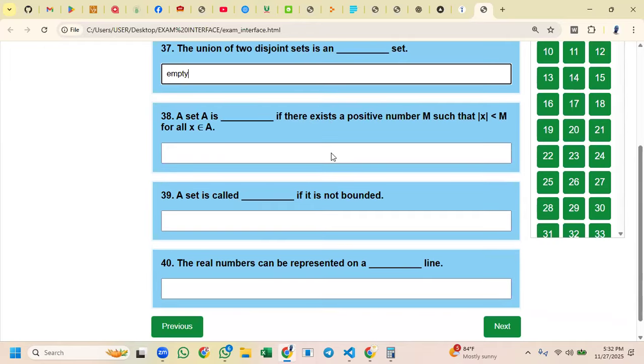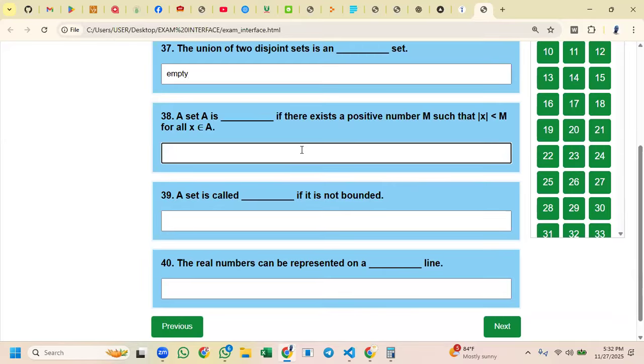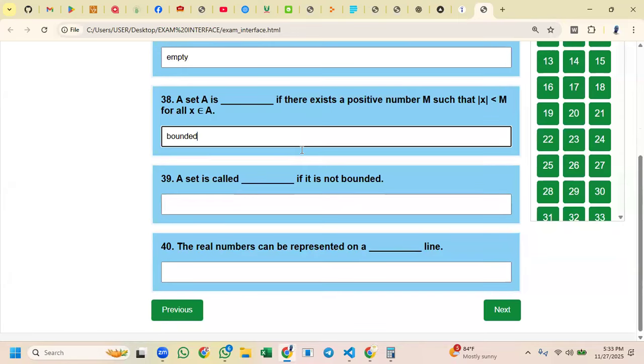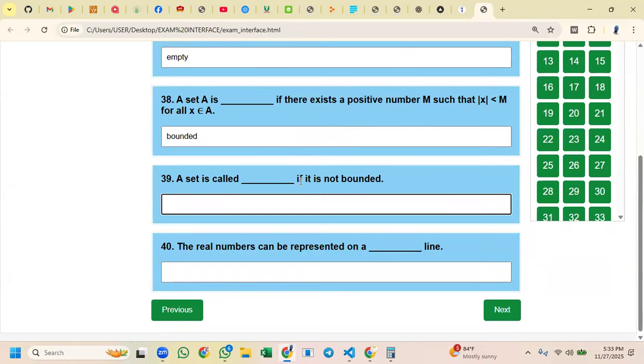A set A is dash if there exists a positive number M such that the absolute value of x is less than M for all x belonging to A. This is under bounded sets and unbounded sets. For this particular definition, it is bounded. Go and read your material very well, if you still remember. A set is called dash if it is not bounded. It's very simple, it's unbounded. We have two things there: it is either bounded or unbounded.